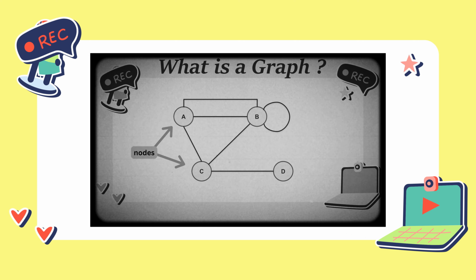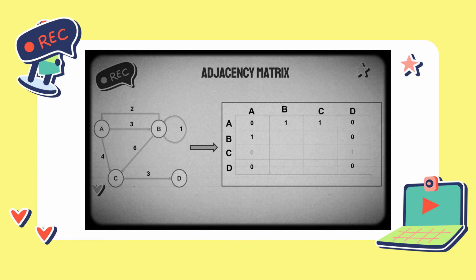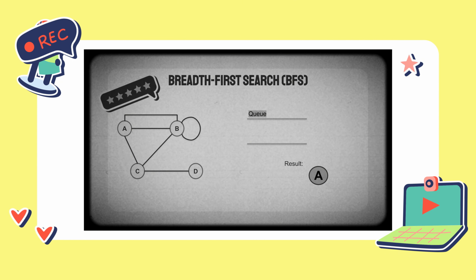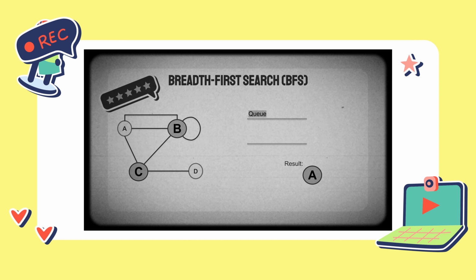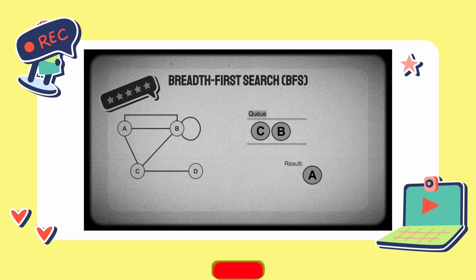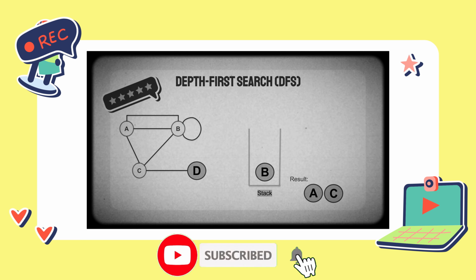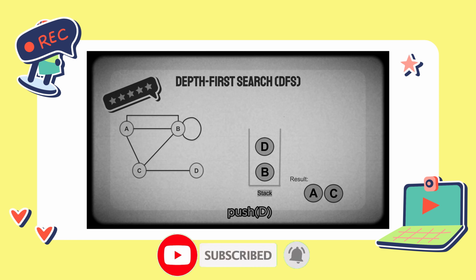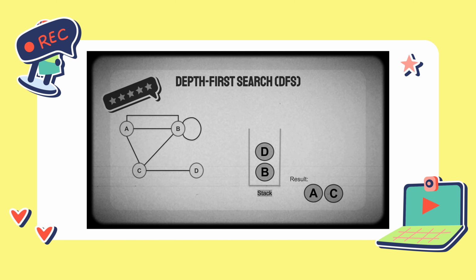So to recap, we learned how to represent the graph using adjacency matrices. We explored two essential graph traversal algorithms, BFS and DFS. Both BFS and DFS have their unique strengths and applications, depending on the problem you are trying to solve. I hope this video has given you a solid understanding of graph representation and traversal techniques.